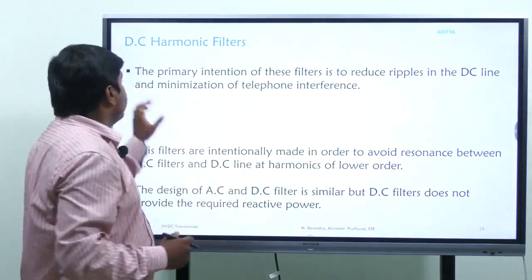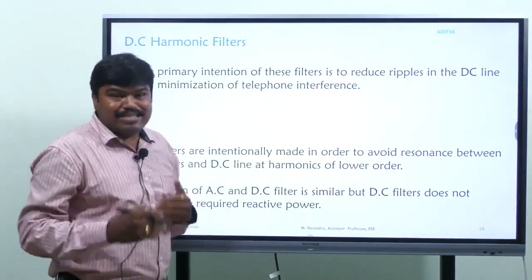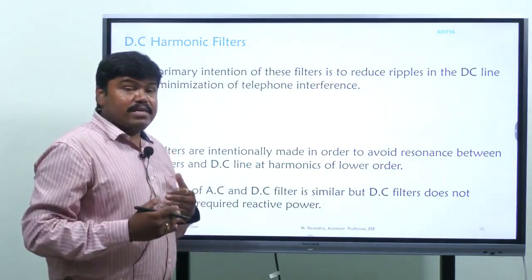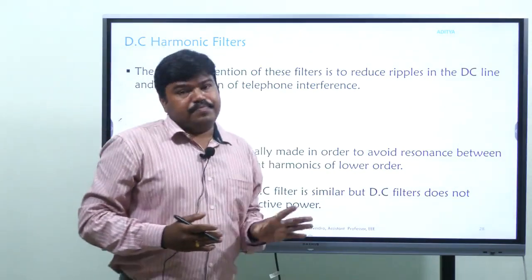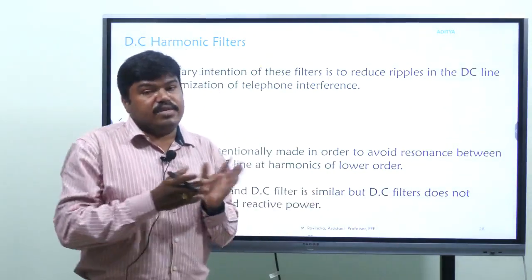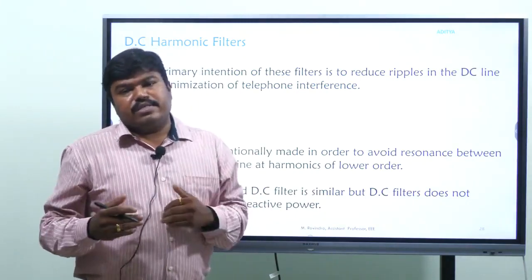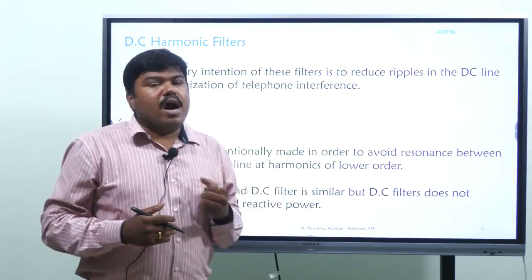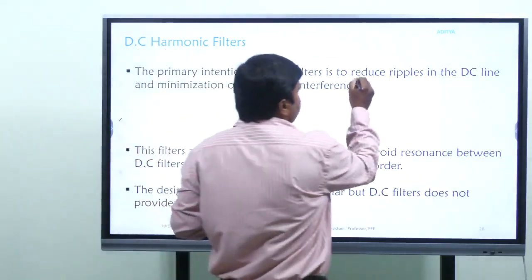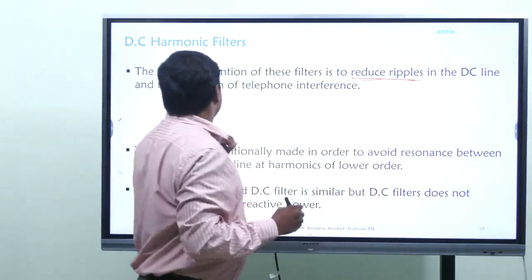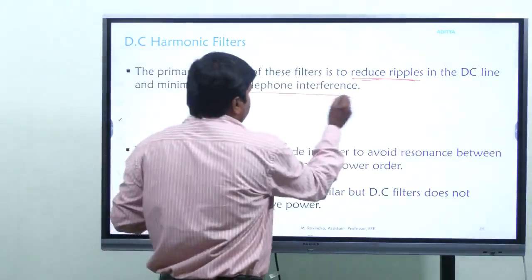Now coming to DC harmonic filters. What are DC harmonic filters, and what is their purpose? These filters are placed near the smoothing reactor, on the DC side, after the conversion from AC to DC, once we have obtained a DC voltage. They are placed to minimize the harmonic content, mainly to reduce the ripples in the DC line, and also telephone interference.